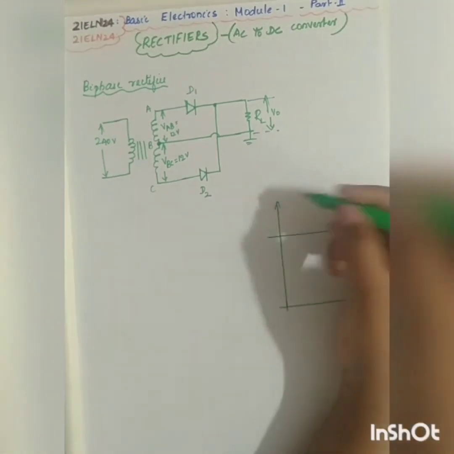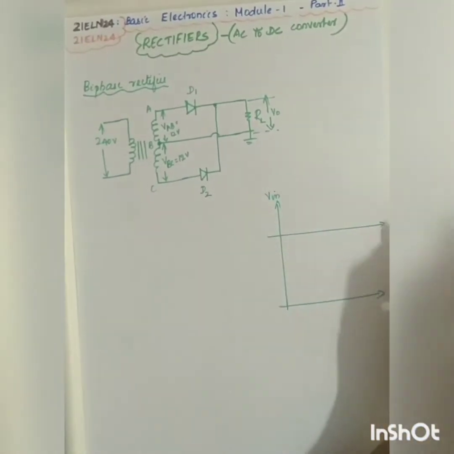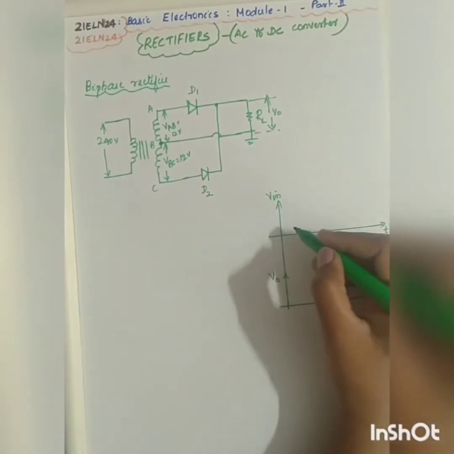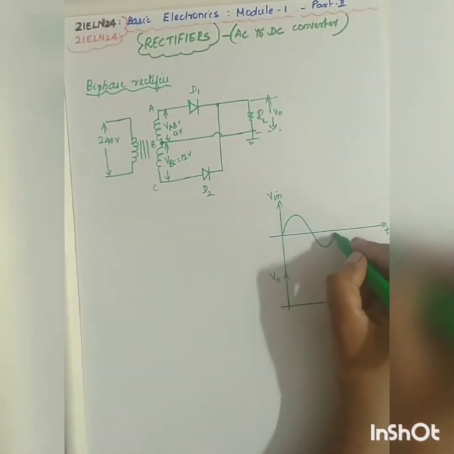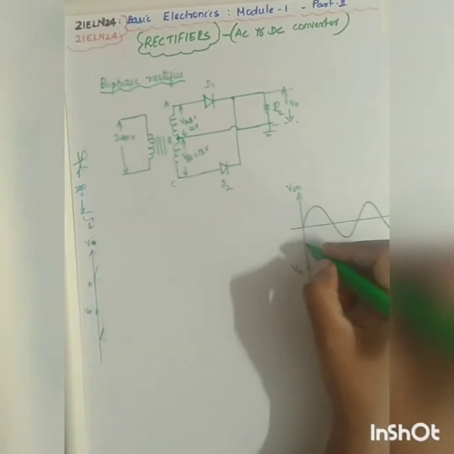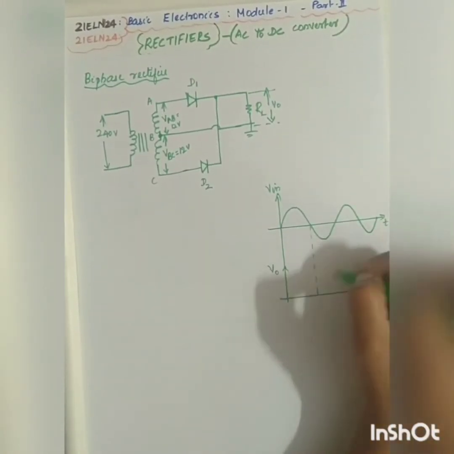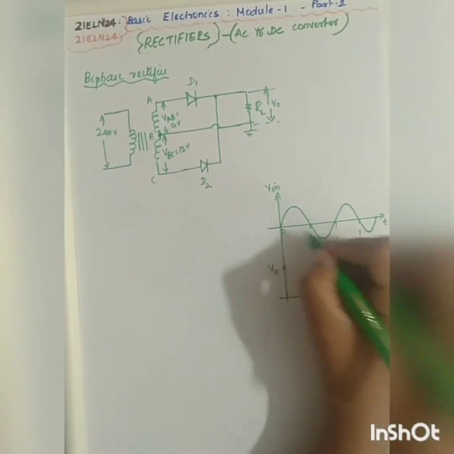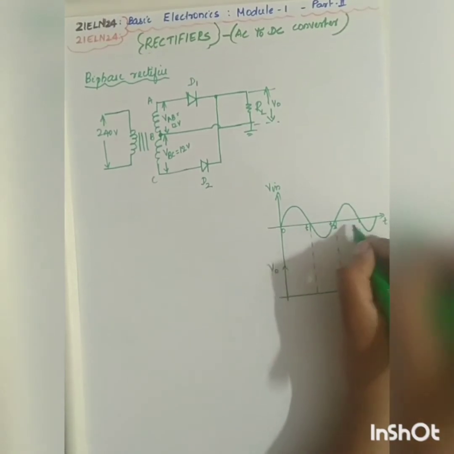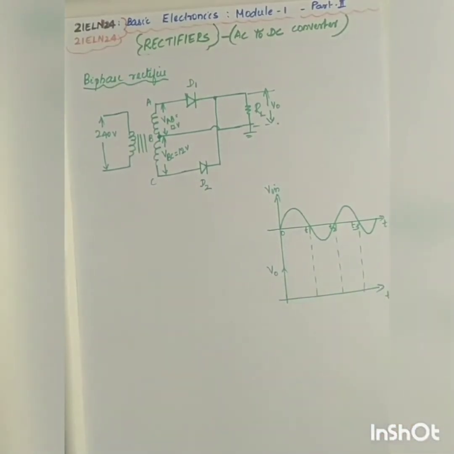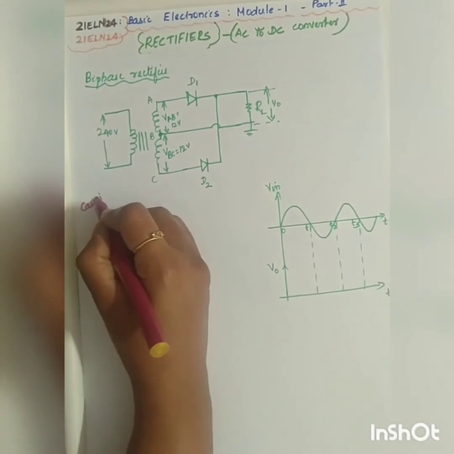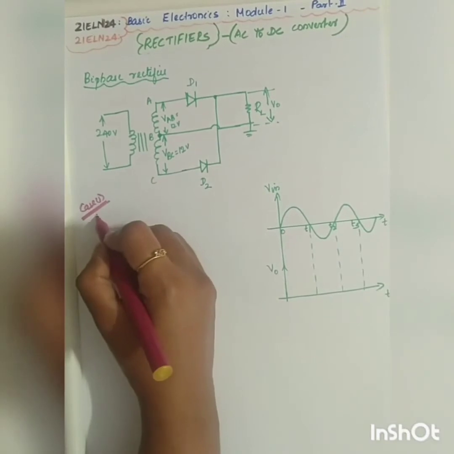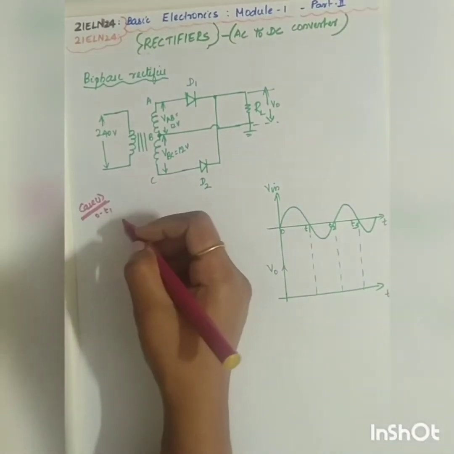So if I take this as the input, Vin versus T, and Vout, you know that the input is a sinusoidal signal, so we have to plot the output. This is going to be your output. If I take this as 0, T1, T2, T3, now we again have two cases. Let me consider case 1. In case 1, the time period is 0 to T1.